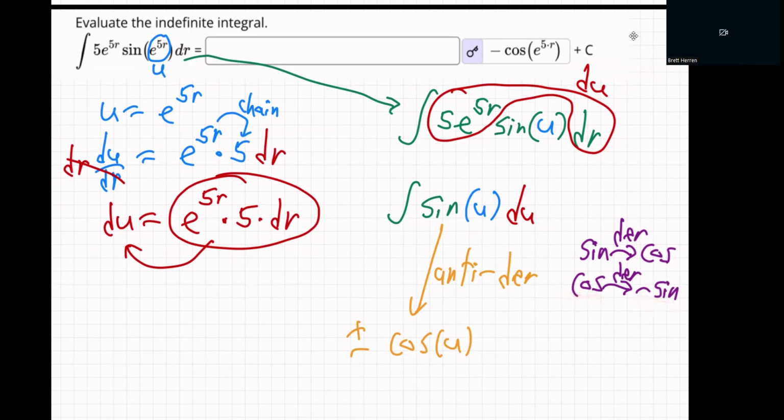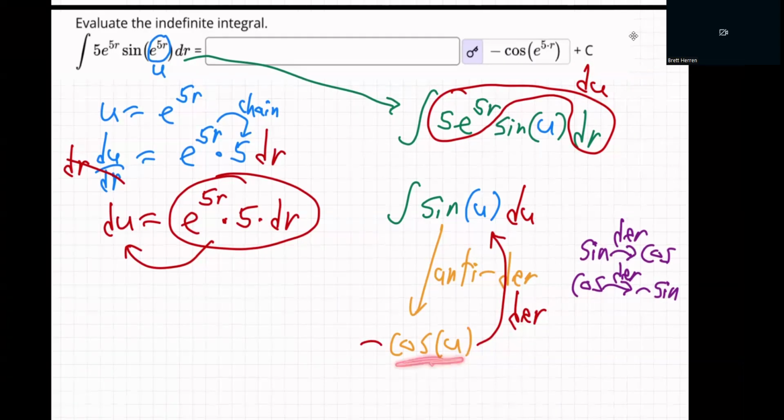I think, okay, could it be plus? Whoops, could it be plus? If so, would the derivative go back or not? Well, let's do a cosine. We go back to negative sine. Oh, that's not right. So it must be negative cosine, because the derivative of cosine is negative sine, in addition to the other negative, two negatives go back to positive. That's right. So it's negative cosine u.